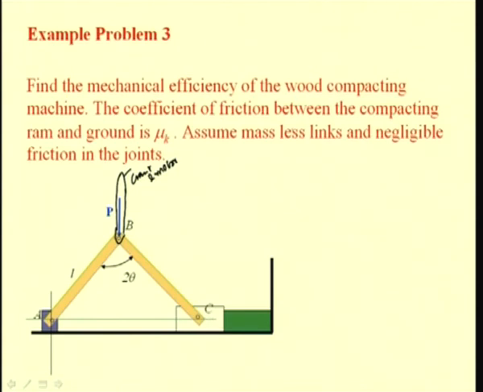For the simplicity of the analysis, we are assuming massless links, and also that the friction in the joints is negligible. That means the bearing frictions that have to be overcome at joint B, joint A, and also joint C are negligible. So, how do we proceed with this problem?